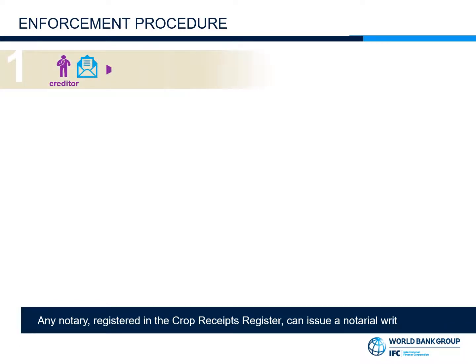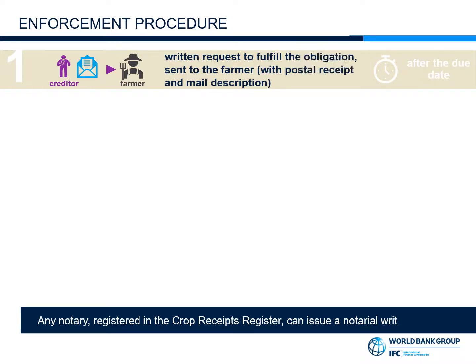If the farmer hasn't fulfilled his obligation within the crop receipt, the creditor can initiate an out-of-court enforcement procedure. It is possible within 1 year, starting from the next day after the crop receipt due date. Let's take a closer look at the enforcement procedure step by step.